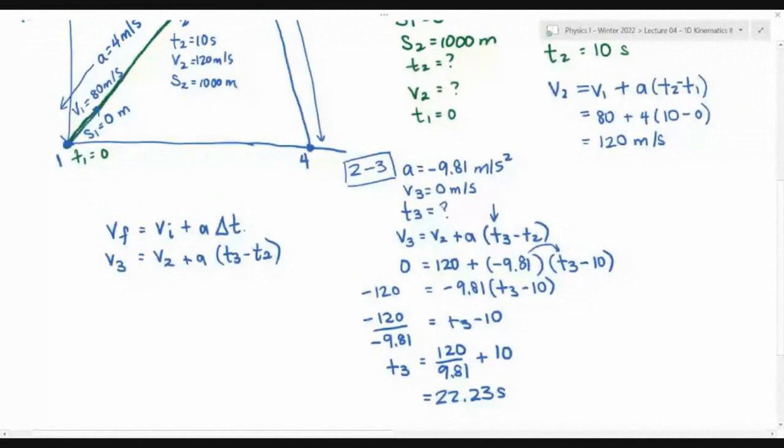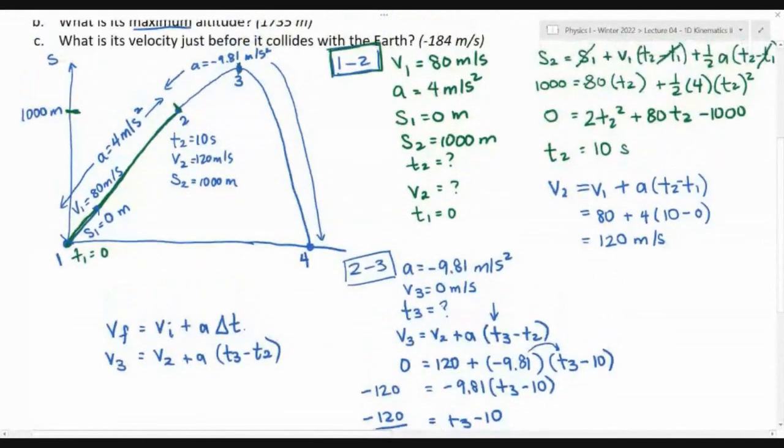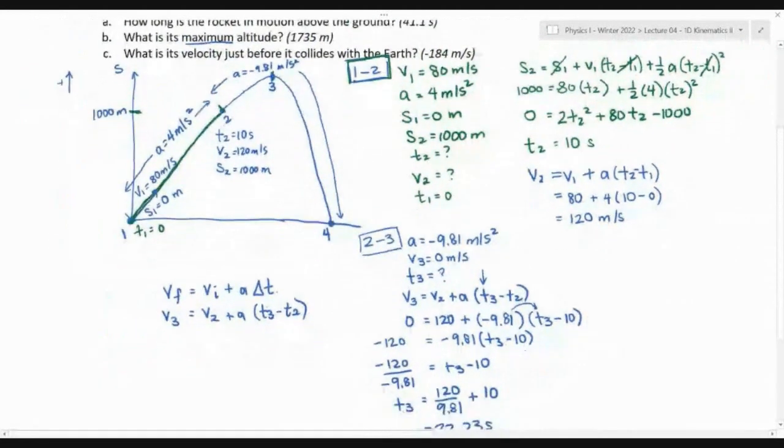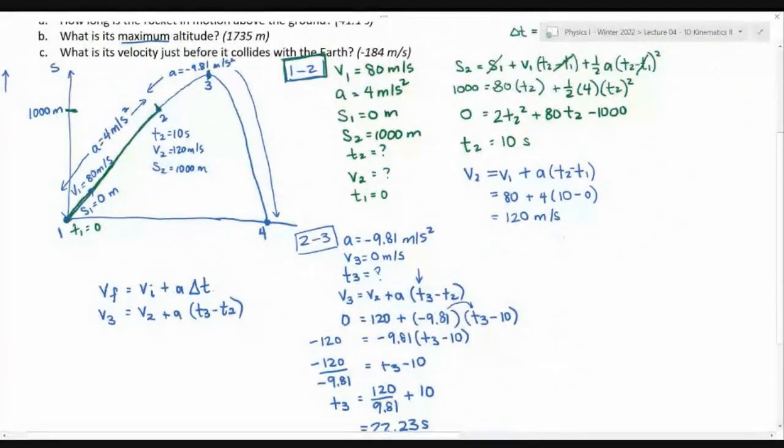0.23 seconds. Okay, so now this is the amount of time it takes to get from the beginning to T3. So that's how long it took to get to the maximum height. So now we can move on to 3 to 4. And that's the last bit here.